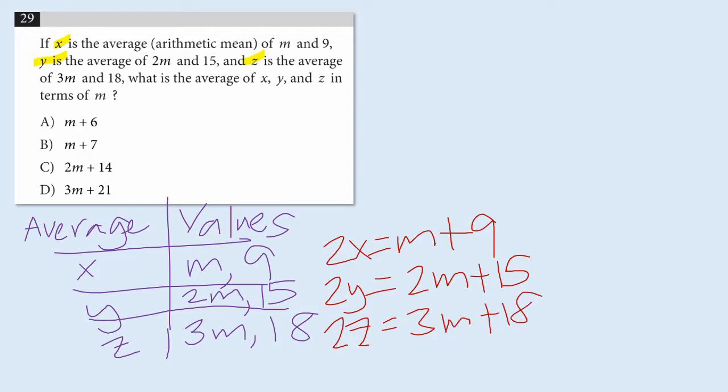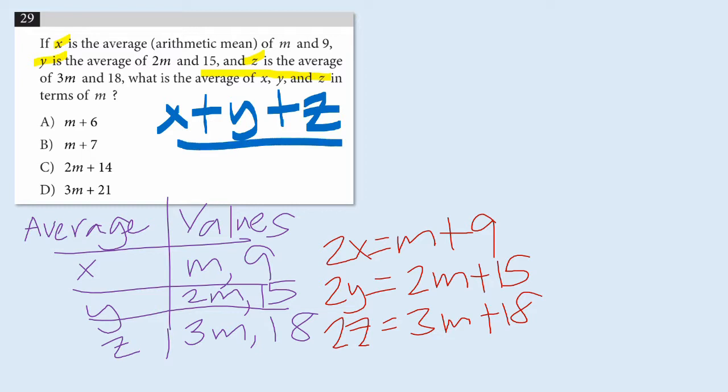All right. Now let's look at what the problem is asking us. It's asking what the average of x, y, and z is. And the average of those three values is going to look something like x plus y plus z over 3, right? That's our target. Okay, so let's keep that in mind.